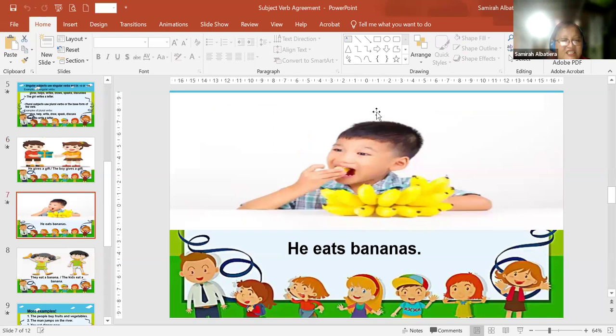Okay, next. It looks like Max. A banana. Yeah, he's eating a banana. The banana looks like a minion. The banana looks like the minions, right? He eats bananas.